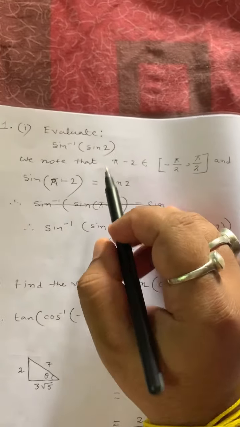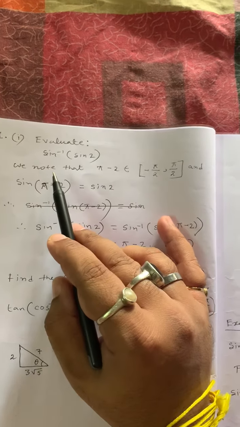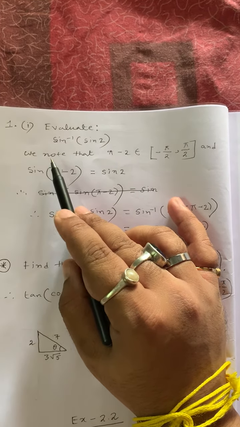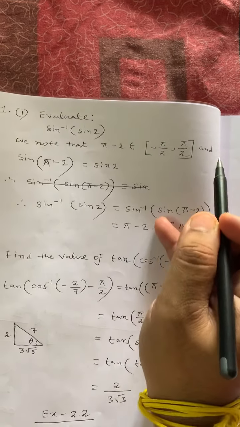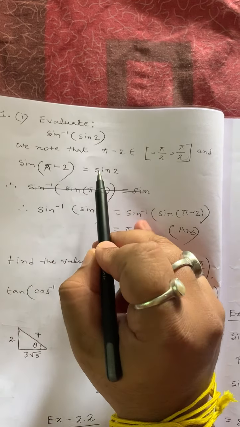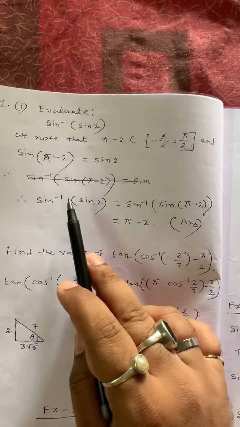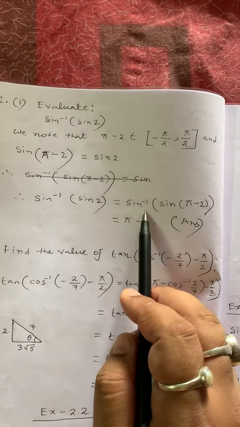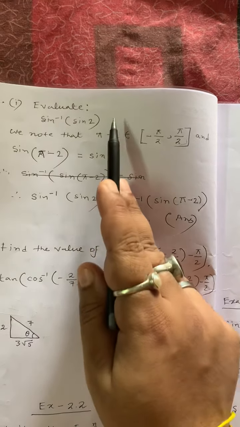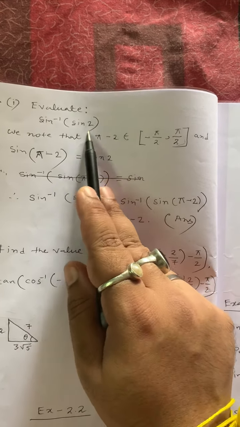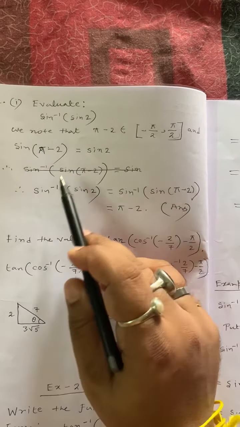See here, we have to evaluate sine inverse sine 2. Here we have a different procedure to do this kind of sum. We know that pi minus 2 belongs to this range. Therefore sine of pi minus 2 will be equal to sine 2. If you take sine inverse on both sides, it will become sine inverse of sine 2 is equal to sine inverse of sine pi minus 2. So the answer will be equal to pi minus 2. Never write sine inverse sine 2 is equal to 2, because 2 is not falling under this range. Remember, the procedure is this.